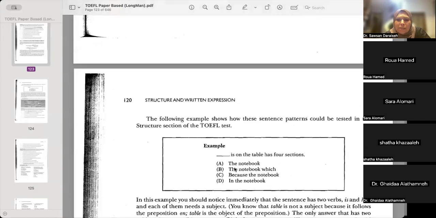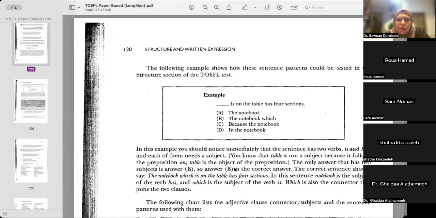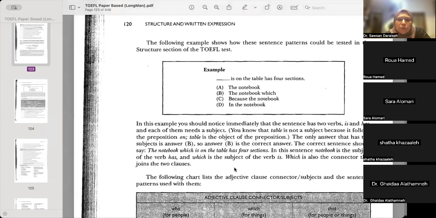I hope, guys, it wasn't that difficult for you, okay? So what I want you to think about here, I know it's a little bit tough, is that we have to think about the meaning, all right? We do have to think about the meaning here. So the following example shows how these sentence patterns, different structures of English sentences, could be tested in the structure section of the TOEFL.